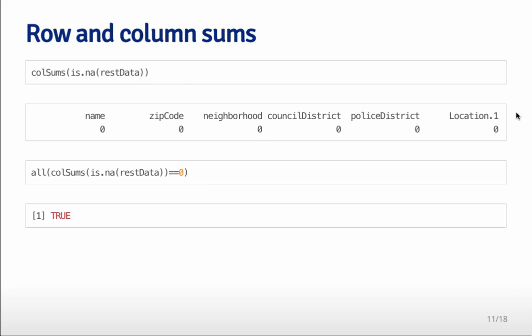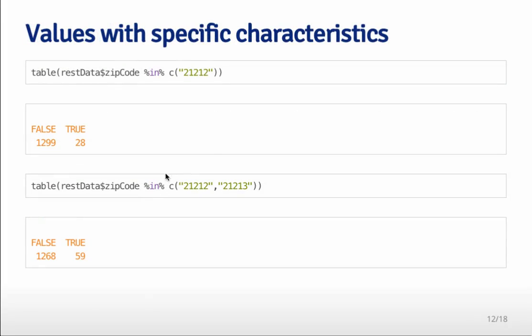Another thing that you might want to do is take sums. For example, you might want to take sums across columns or across rows. You can do that with the colSums and rowSums commands. Here I'm going to take the column sums of is.na applied to the entire data set. I've applied is.na to the data set, and that will be true whenever there's an NA value and false whenever there isn't one. Then I take the sum down every column of that variable, and I see that there are 0 NA values for every single variable in this data set. Then I can apply all to the column sums and show that all of them are equal to 0. In other words, there are no missing values in this data set.